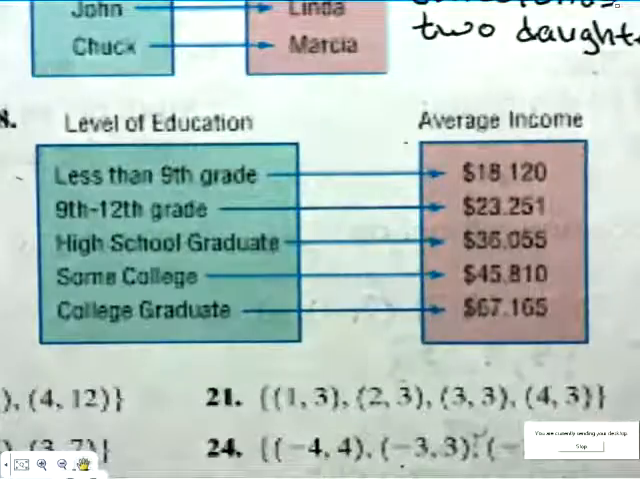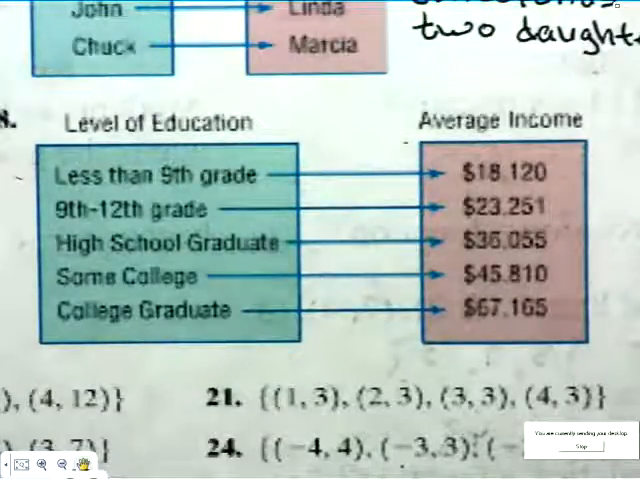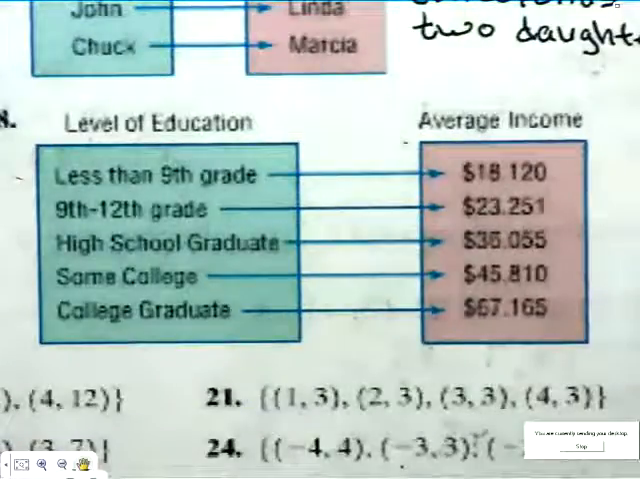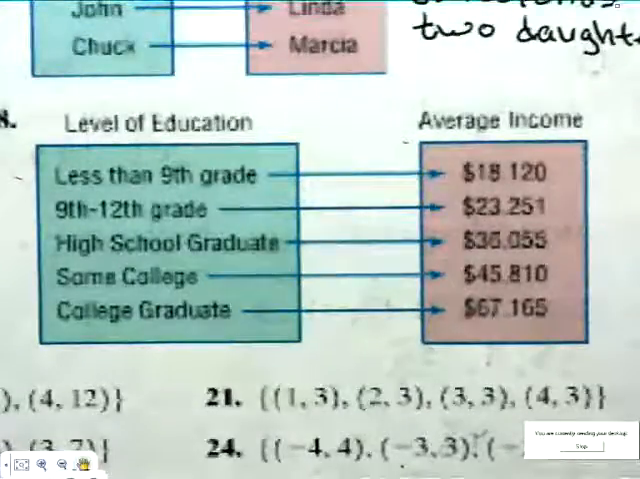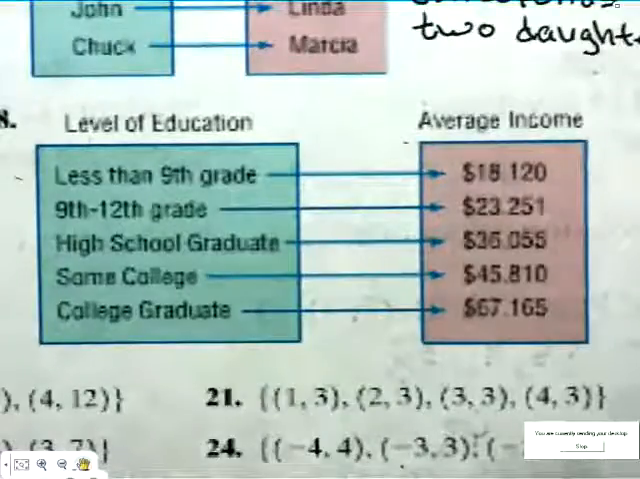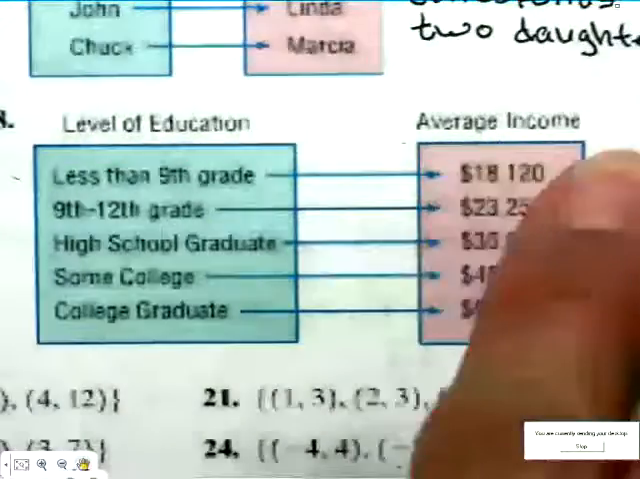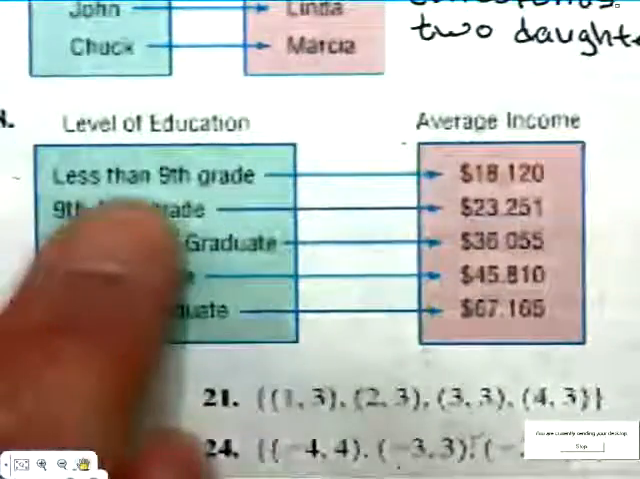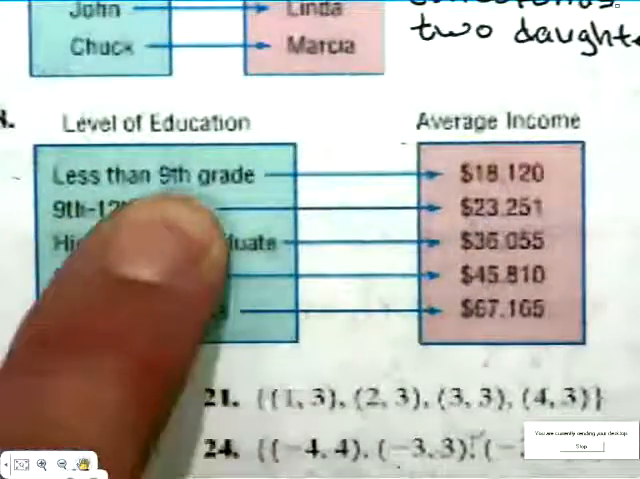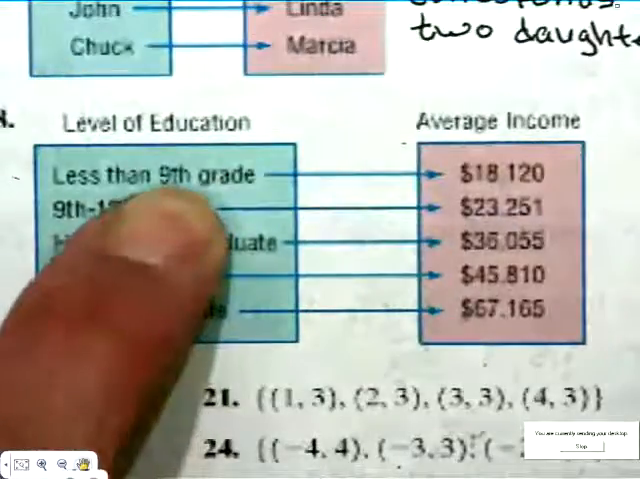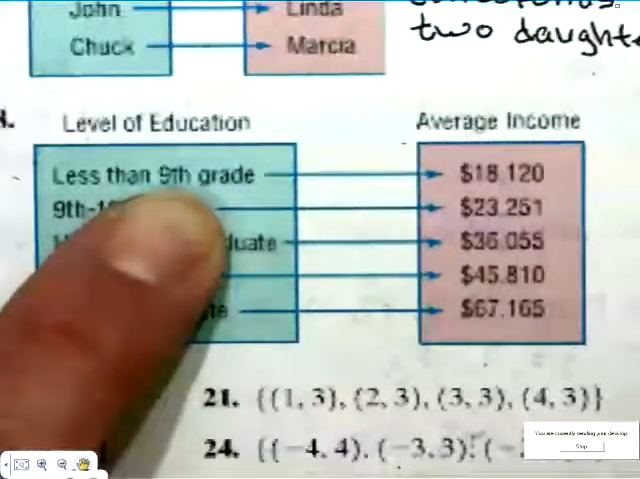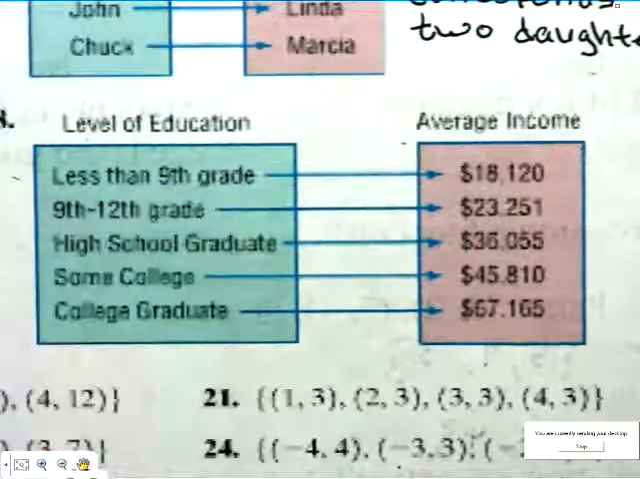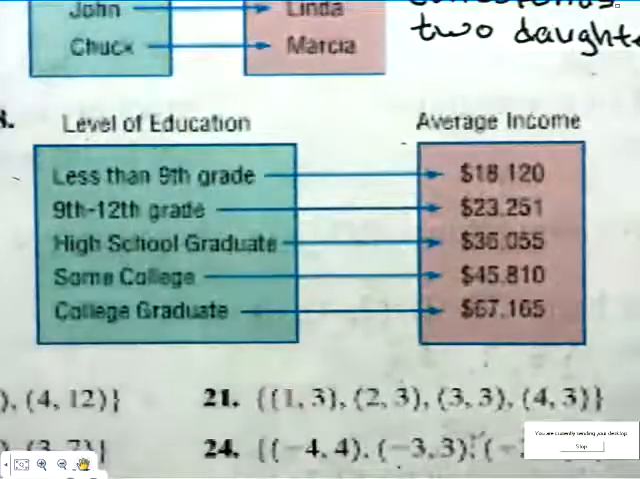Is that a function? Yes. Each level of education corresponds to only one average income. That's because this is an average income. If this was just income, I could find a bunch of folks who quit school before finishing the 9th grade and say, what's your income? And there would be more than one answer to that. So that would not be a function. But if I take all those answers and just get one average, then that is a function.